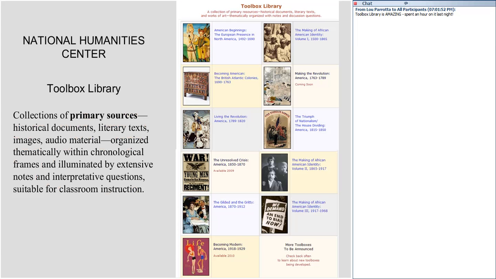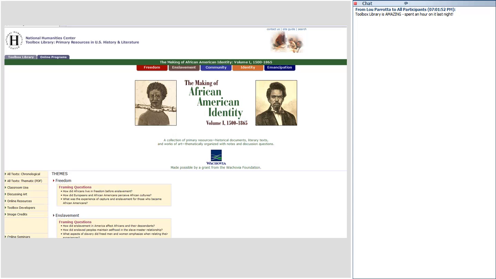They're organized thematically with chronological frames, and those texts are illuminated by extensive notes and interpretive questions. They're ideal for classroom instruction. Here again, let me call your attention to one of them, The Making of African American Identity, Volume 1, 1500 to 1865. This has extensive primary documents on slavery. I invite you to use them. I think you'll be able to open up some new territory for your students with these primary documents.